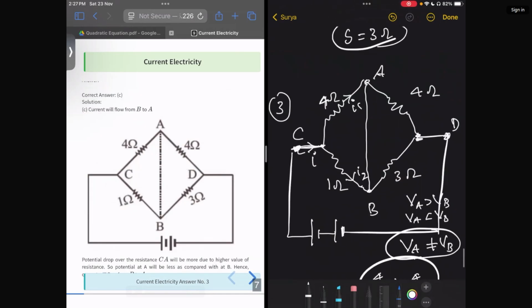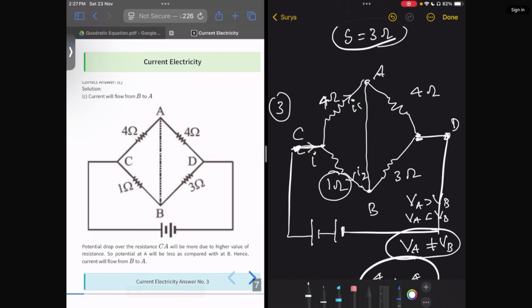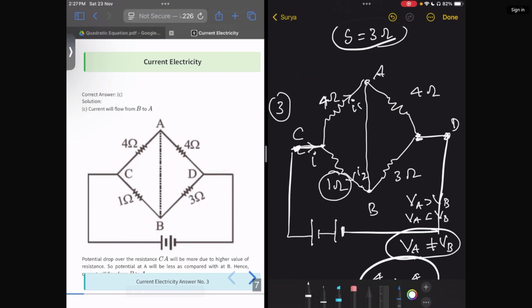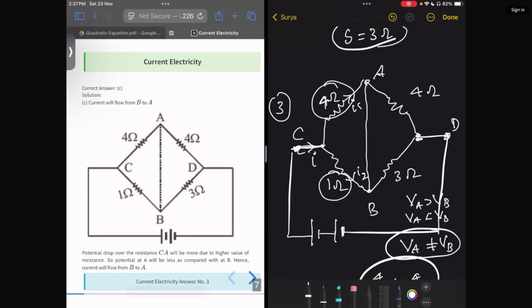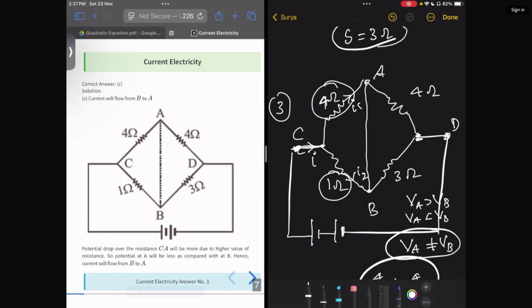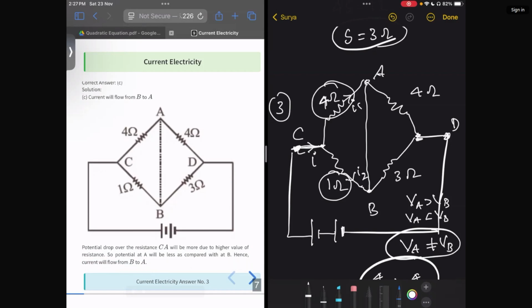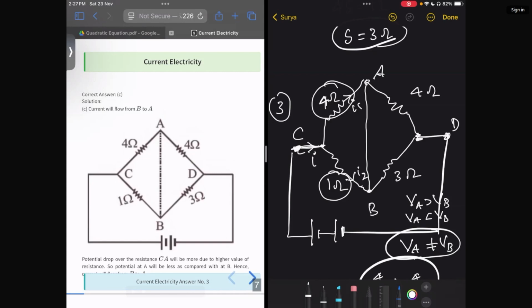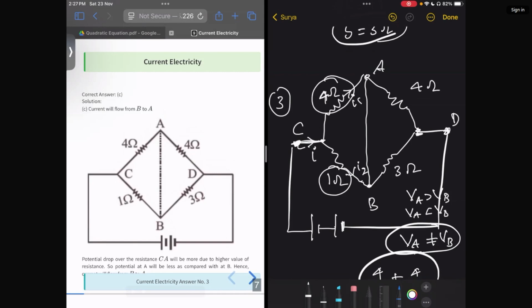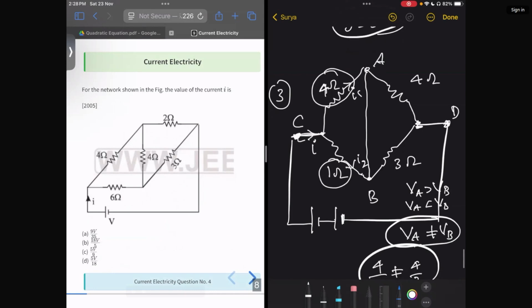Definitely I2 will be 4I1, right? So here the resistance is less, and here the resistance is more, so the current flow will be low. So what will happen? The potential at A is less compared to B. Hence the current will flow from B to A. Did you understand this one? Now going to the next question.